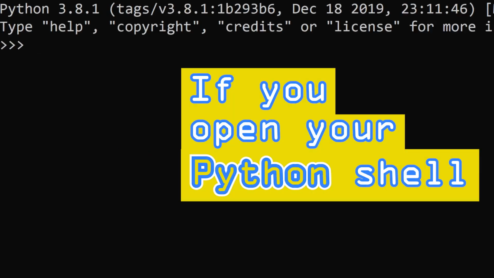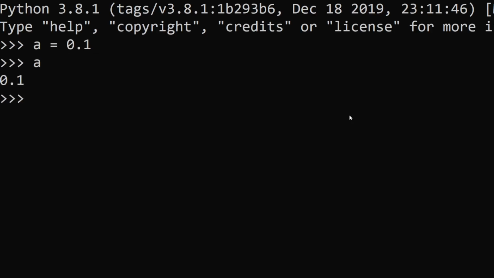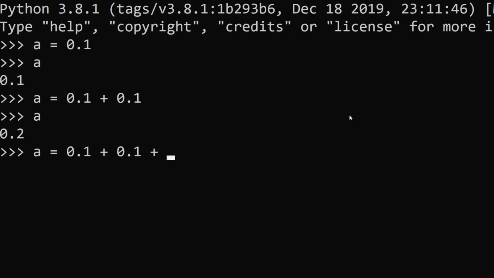If you open your Python shell and type a equal to 0.1, printing a will show you that a in fact holds the value 0.1. Setting a to 0.1 plus 0.1 will now show you that a is holding the value 0.2. So far, so good. Naturally, if we set a's value to 0.1 plus 0.1 plus 0.1, it is safe to guess that a will now contain the value 0.3, right?